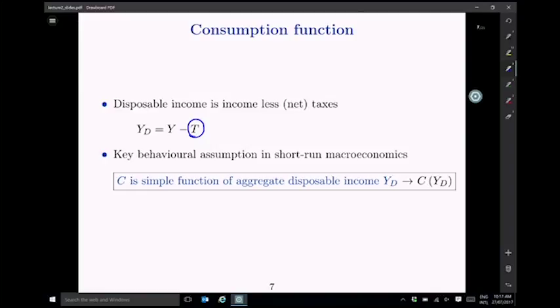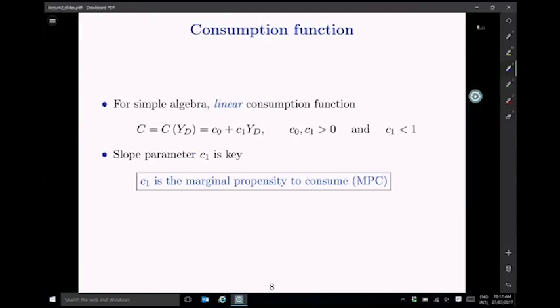Not too bad, right? So consumption is an increasing function of disposable income. Disposable income is total income minus taxes. So here is one very simple example of the consumption function. That is, consumption is a function of disposable income. Moreover, it's a linear function of disposable income. Consumption equals what we call autonomous consumption, C0, plus C1 times disposable income.